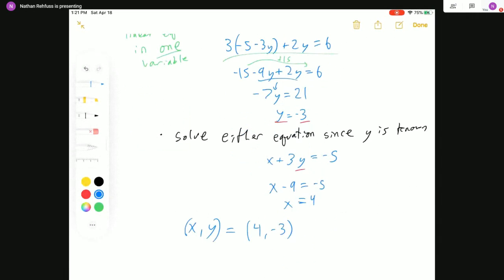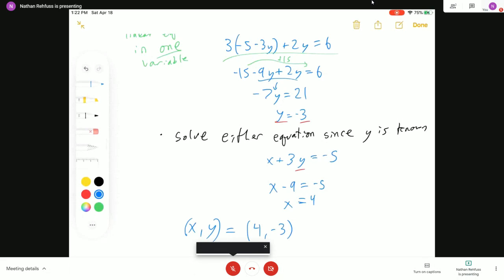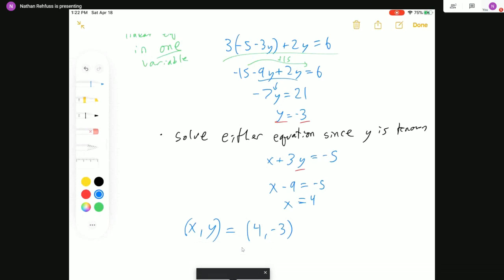It's not a coincidence that this looks like a point in the Cartesian plane. The geometry of the Cartesian plane is how I'll explain why we get one solution. I'll explain that in just a bit. But for now, this is what we have. x comma y equals 4, negative 3. So we got our solution. Like I said, this method will always work. Any system of equations that can be solved, this will solve it.